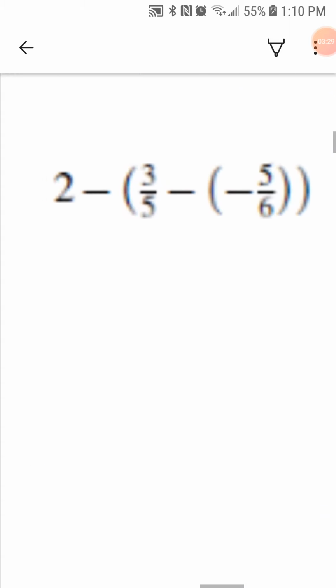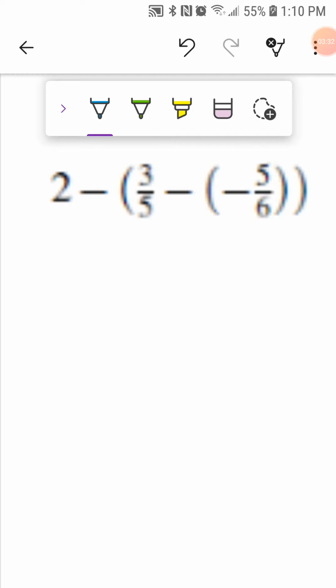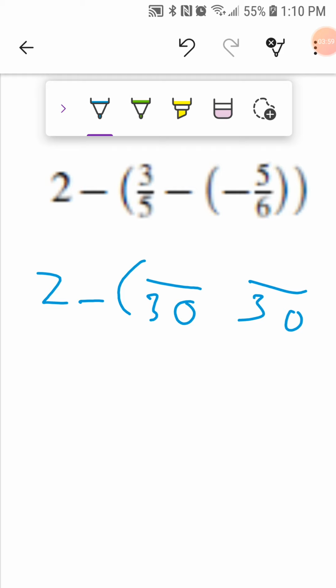One left, right? Okay, parentheses instead of parentheses. Okay, so that's just a negative. So 2 minus, need to make it even, times 6 times 5. 5 times, so 30, 30. So we went times 6, so 3 times 6 is 18. And times 5, that's 15. So one's a negative.